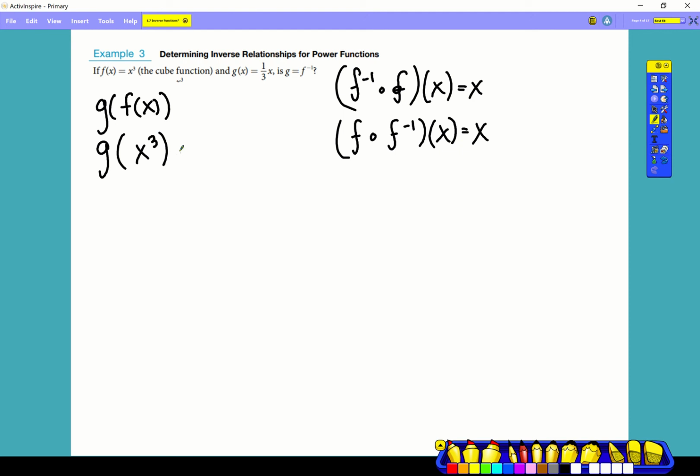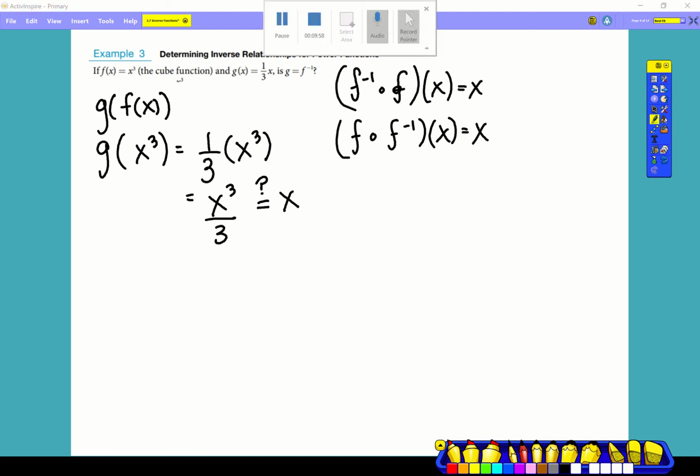So that's going to be g of x cubed. And that's going to be 1 over 3 times x cubed, and that's going to equal x cubed over 3. Is that equal to x? No, absolutely not equal to x. That is not equal to x at all. They don't look similar. So therefore we don't have to go any further because we know it's not an inverse.